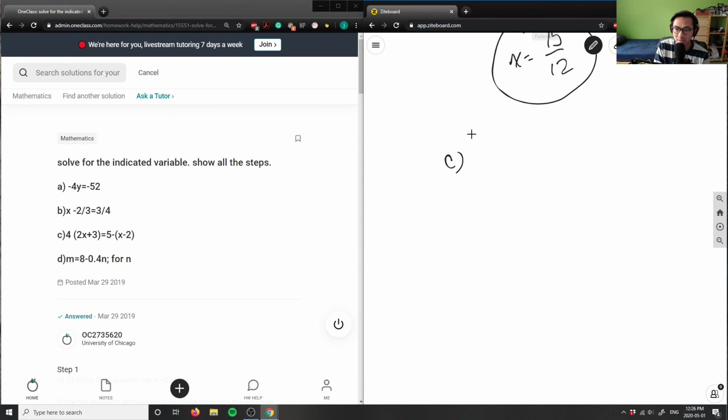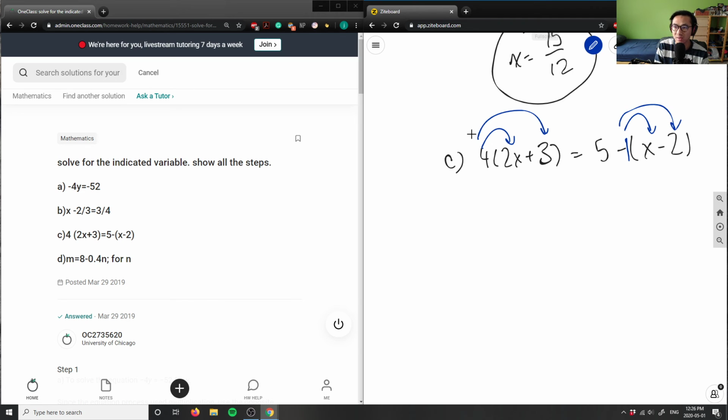So C is now stating 4 times 2x plus 3 equals 5 minus x minus 2 here. So I'm going to use the distributive property. I'm going to multiply 4 by 2x and 4 by plus 3 here. And I'm going to multiply this by an imaginary negative 1 here, right? So negative 1 times x here and negative 1 times the negative 2 here.